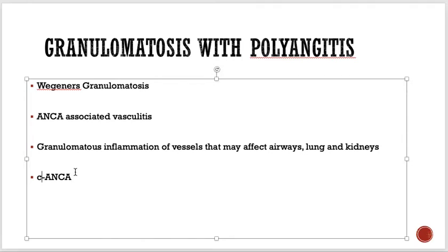So C ANCA, PR3 ANCA, simply we found this thing in their body. And whenever the patients have this thing, of course, they have granulomatosis vasculitis, right? And the type of kidney problem they give is basically focal segmental glomerulonephritis.